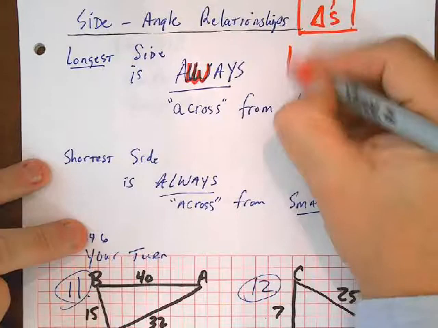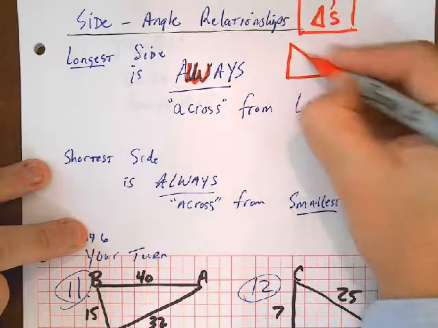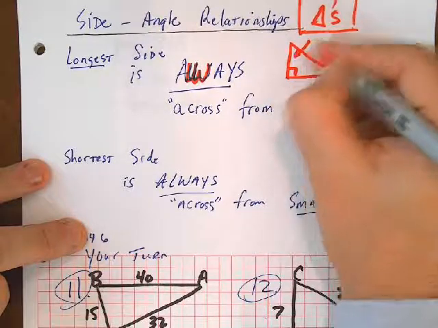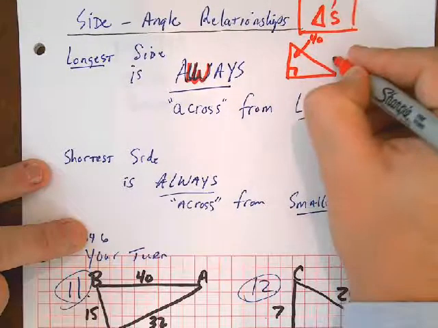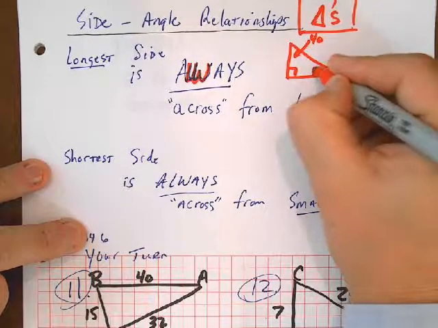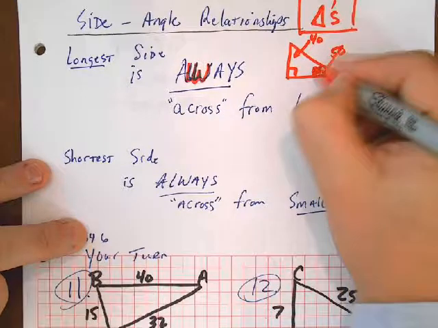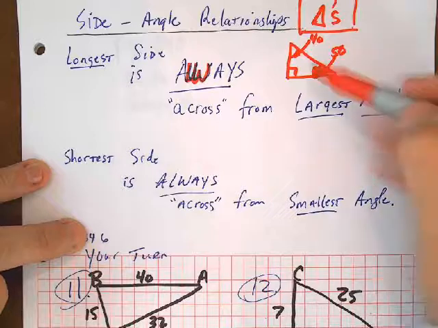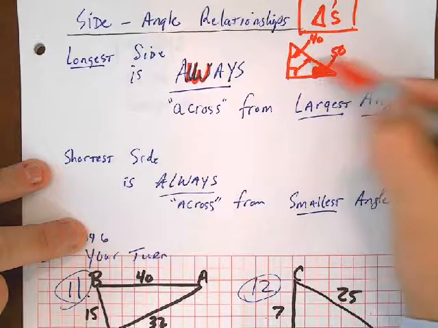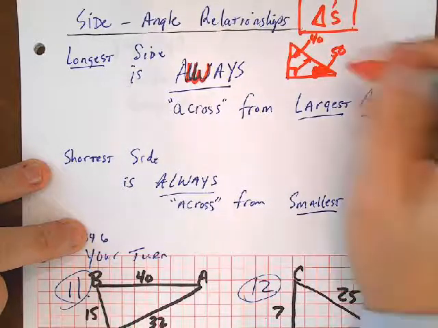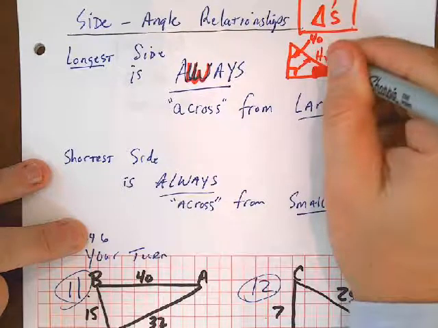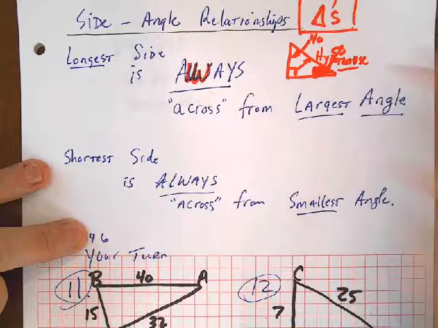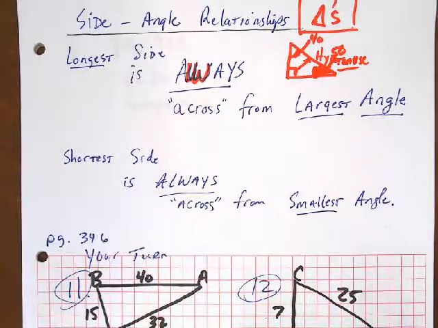Think of a right triangle. If this is 90, and let's say that this is 40, and this angle right there is 50. Okay? Which one's the largest angle? Yep, the 90. So which one's the longest side? Yep, the hypotenuse. It always is in a right triangle. The hypotenuse is always the largest.